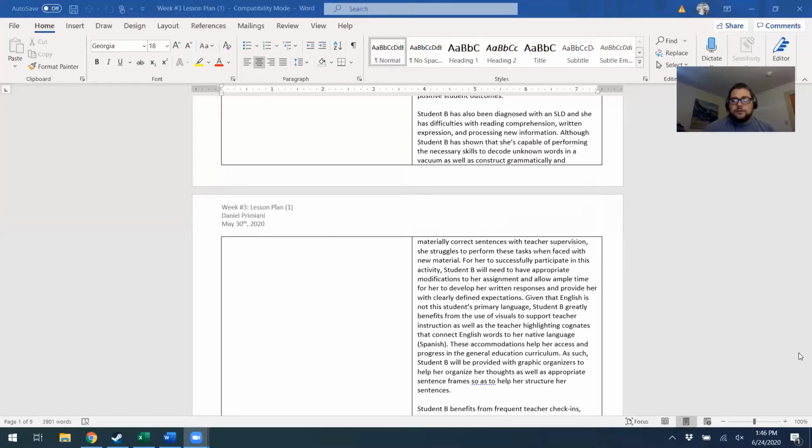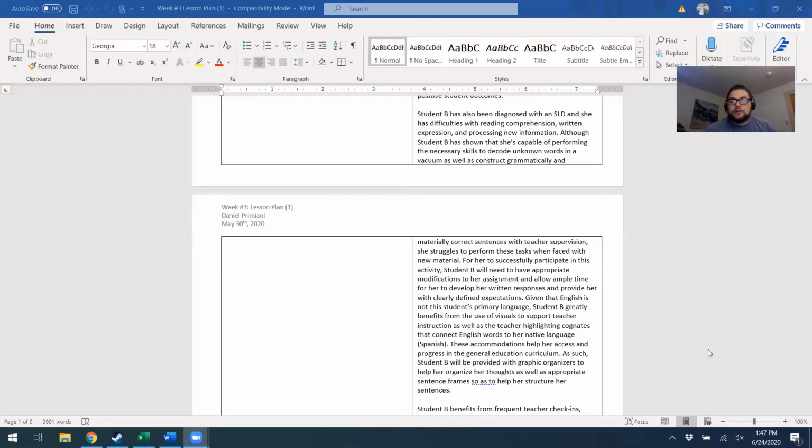support. For her to be successful in this particular activity, there were a fairly substantial amount of modifications to the assignment, and ample time for her to develop her written responses. One of the big things for this particular student is that, given that English was not her primary language, she would greatly benefit from the use of visuals to support teacher instruction, which you'll see I have worked in throughout the instructional part of this lesson, as well as the teacher highlighting cognates that connect English words to her native language in Spanish. These accommodations help her access and progress in the general education curriculum.